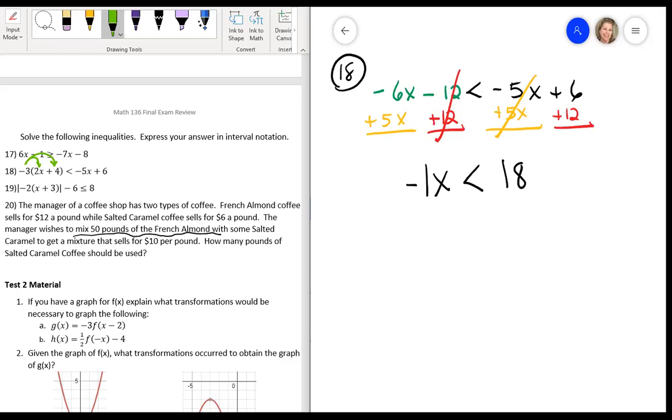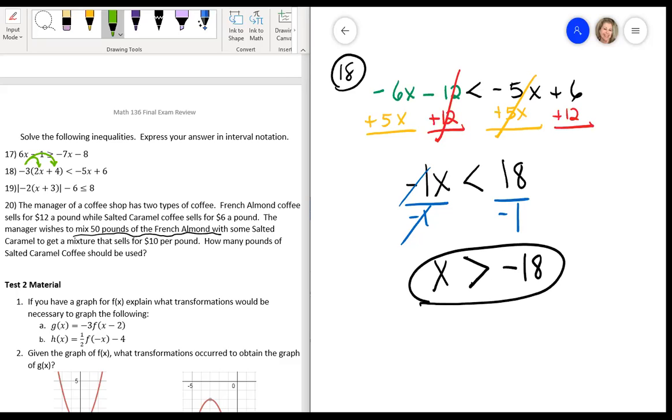And now I'm going to divide by -1. A -1 divided by a -1 cancels and you're left with x, but you have to remember that if you ever multiply or divide an inequality by a negative number, you got to switch the sign. So less than now becomes greater than, and positive divided by negative makes it a -18. And it did say solve it, so that's the answer, and then express it in interval notation.